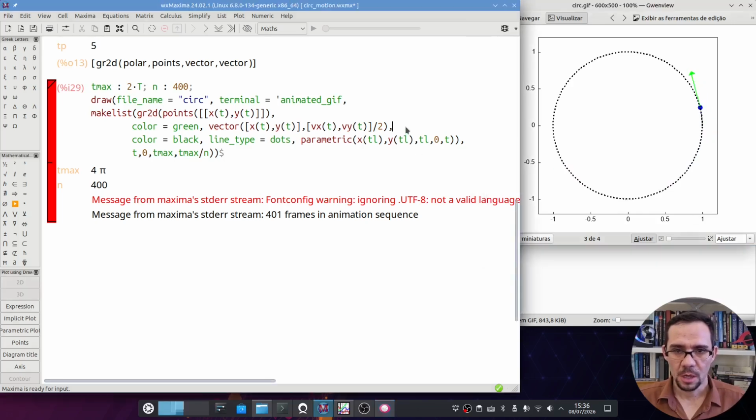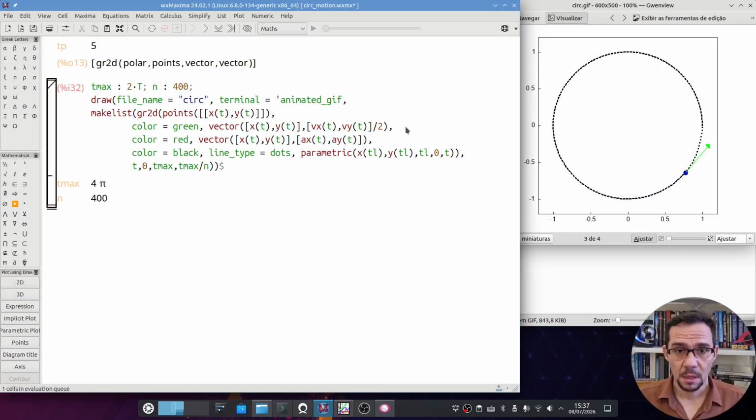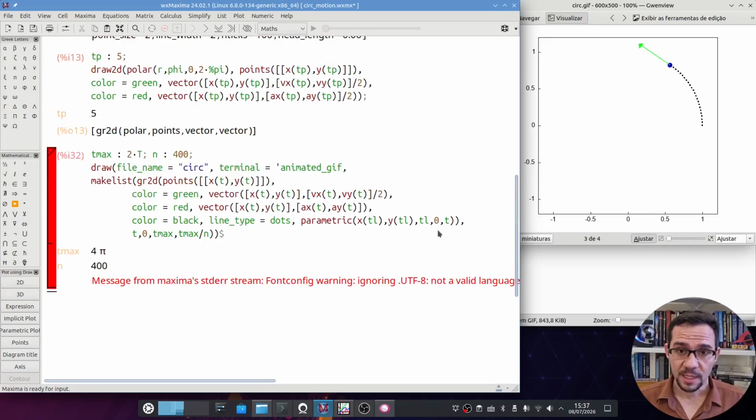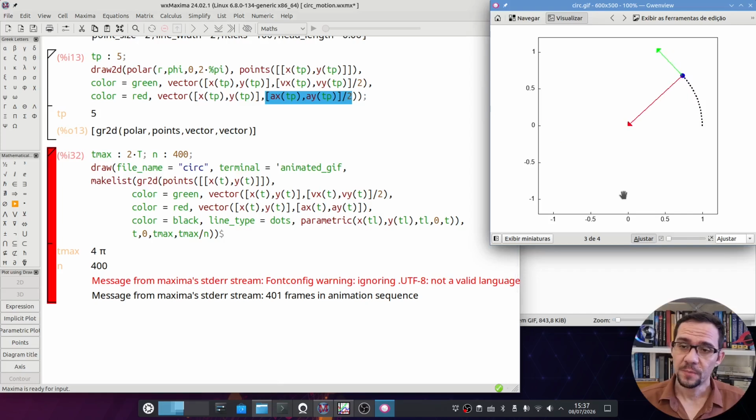Let's insert the acceleration vector. Let's put it in red. As the velocity vector, it is going to start where the particle is, and its components are given by these. And I am not dividing it by 2 yet, as I did in the static representation. So let me update here.